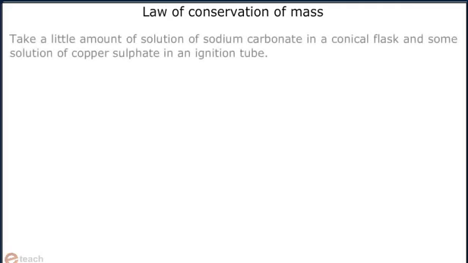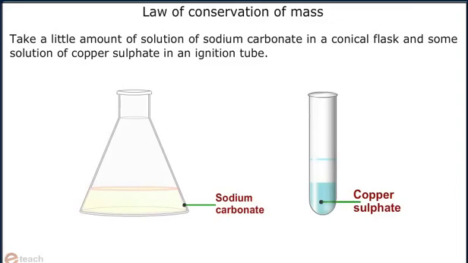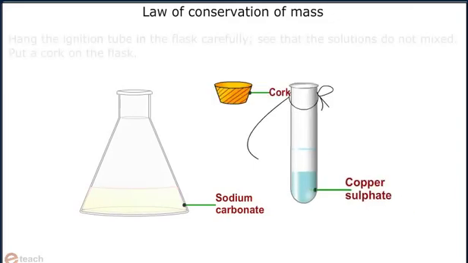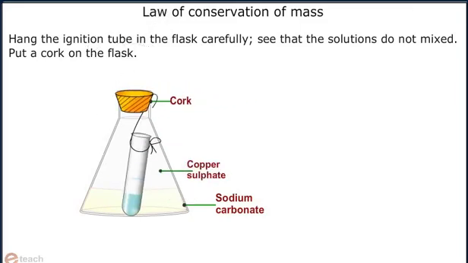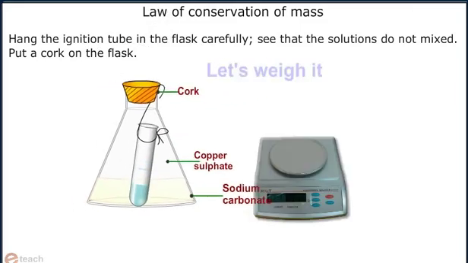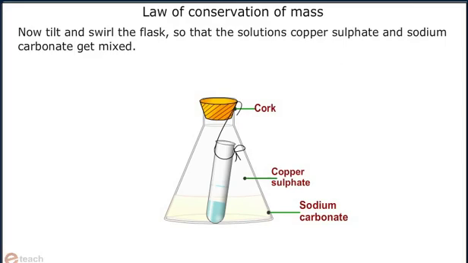Take a little amount of solution of sodium carbonate in a conical flask and some solution of copper sulfate in an ignition tube. Hang the ignition tube in the flask carefully. See that the solutions do not mix. Put a cork on the flask. If there is no reaction, the weight of the arrangement is 450 gram.